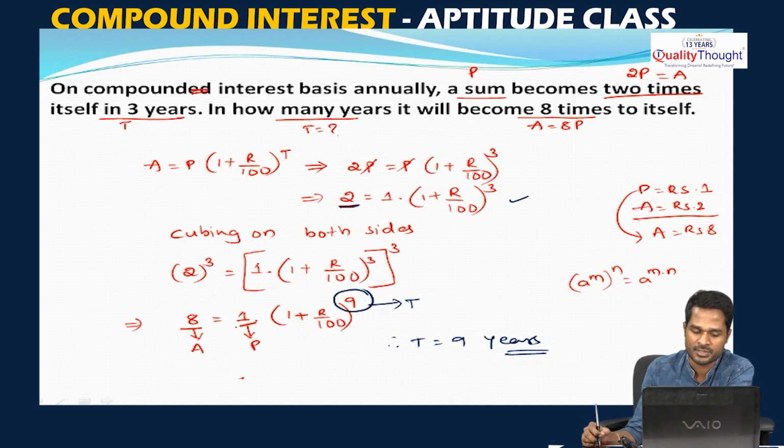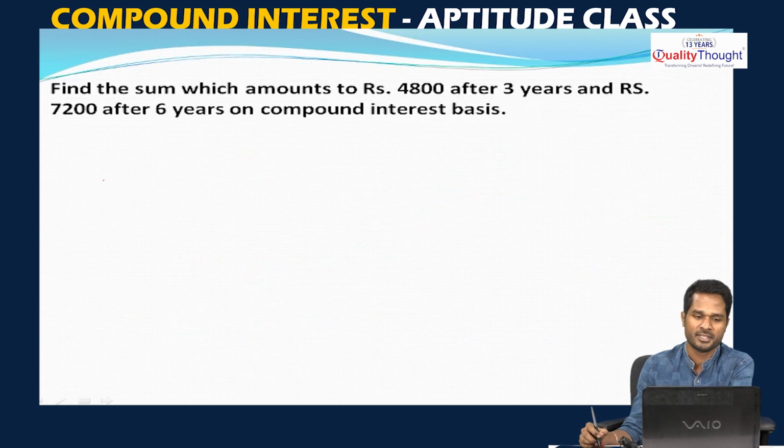So if I consider this 1 as the principal amount, then this 8 will be the total amount. That means my 1 rupee has become 8 rupees in 9 years. So this is how we need to check, because the power value always represents the time in calculating the total amount on a compound interest basis. So in 9 years the total amount will become 8 times itself. Let us see the question.